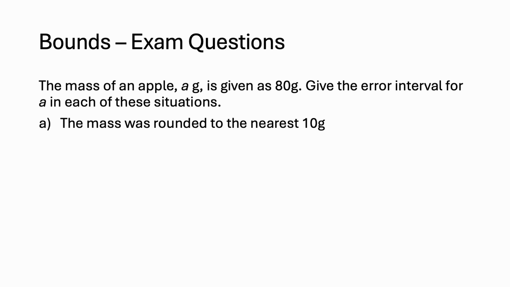Okay. So let's look at part A. So first thing we do, highlight important key bits in the question. So yeah, mass of an apple, okay. Error interval, yeah, using A, so our A is going to be in the middle of our error interval. And it's rounded to the nearest 10 grams. So we can do our number line. So 80 grams in the middle. We work out what is 10 grams higher than 80 grams, which is 90 grams, and 10 grams less than 80 grams, which is 70 grams.